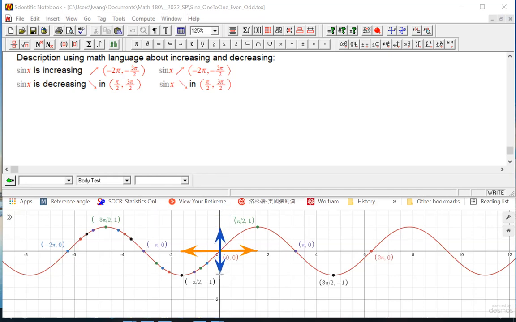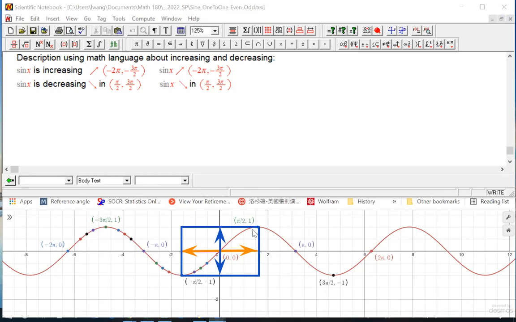This piece of graph, if I put a box about it, let's see if I can do that. If I put a box about it, this piece will be of very specific interest to us.